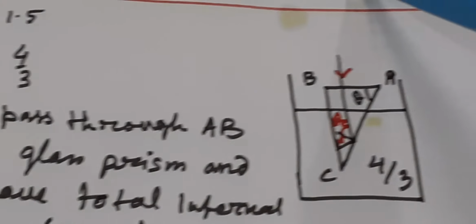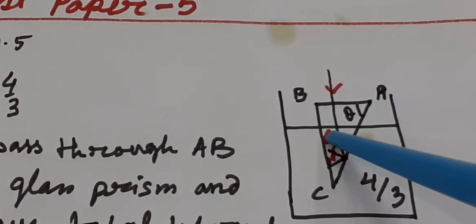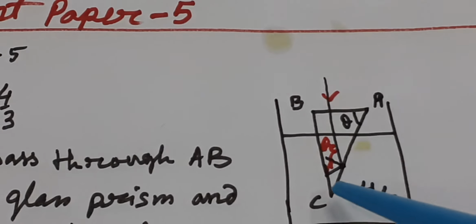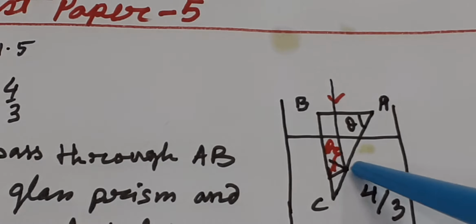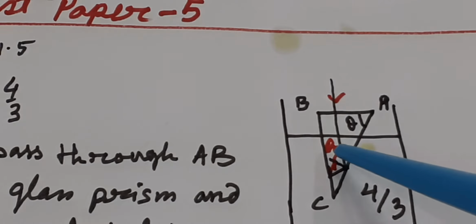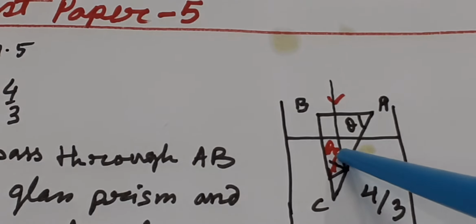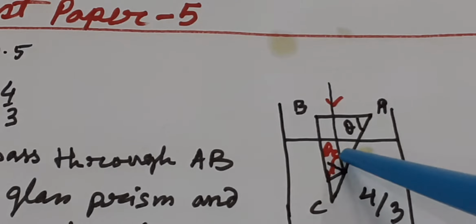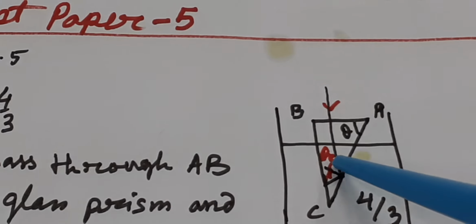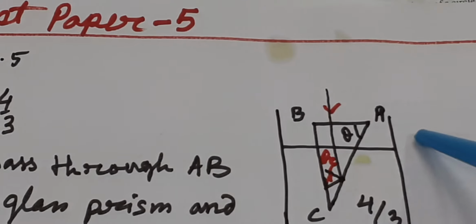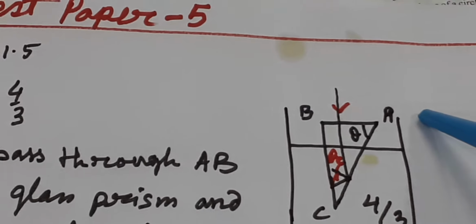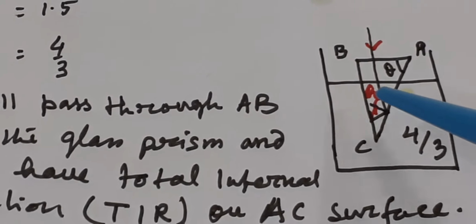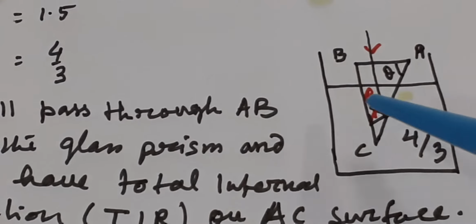Here is the diagram. The ray will fall here. Thereafter, just draw a perpendicular from the AC face, and there will be an angle of incidence. For total internal reflection, this angle has to be greater than theta c. Theta c is the critical angle. To just get total internal reflection, the minimum requirement is theta c.